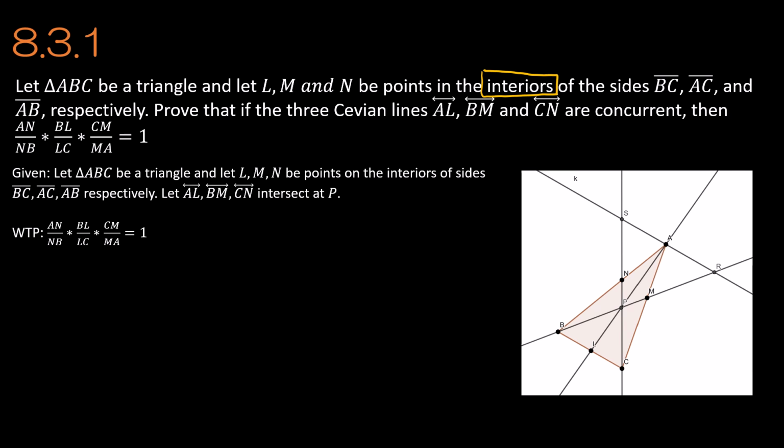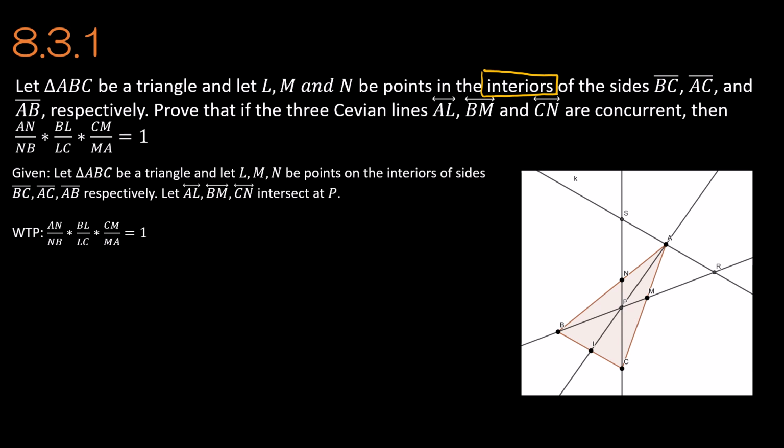This is important because as we work through this week and next, talking about Ceva's theorem, we'll have certain instances where L, M, and N are on the interiors of the sides, and some where we let them go on the exterior of the sides. For this particular proof, L, M, and N are on the interiors of the sides, and we are to prove that if the three Cevian lines are concurrent, and as you can see on my figure, I'm letting them be concurrent at point P, meaning they all meet at point P, then AN over NB times BL over LC times CM over MA is equal to 1. So we're trying to prove that the ratio is equal to 1.